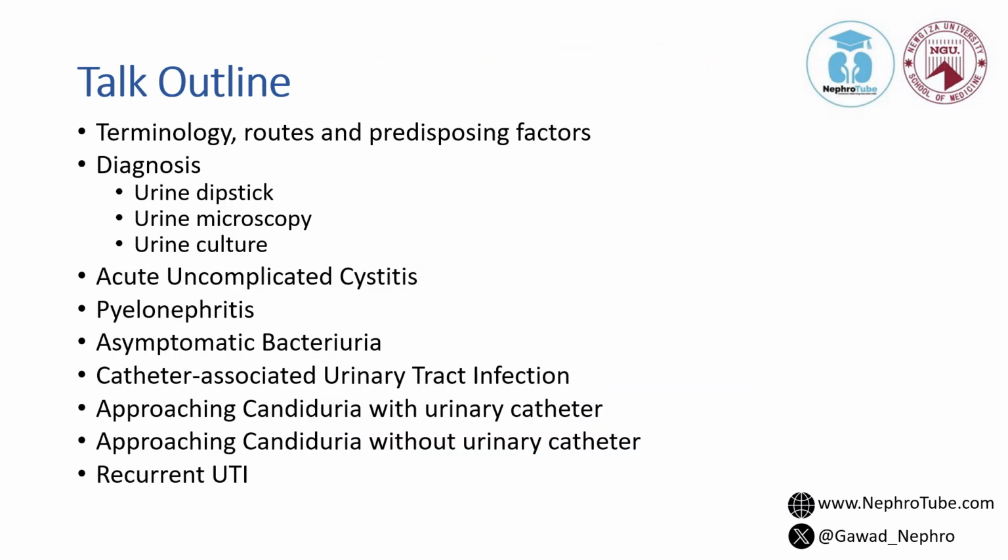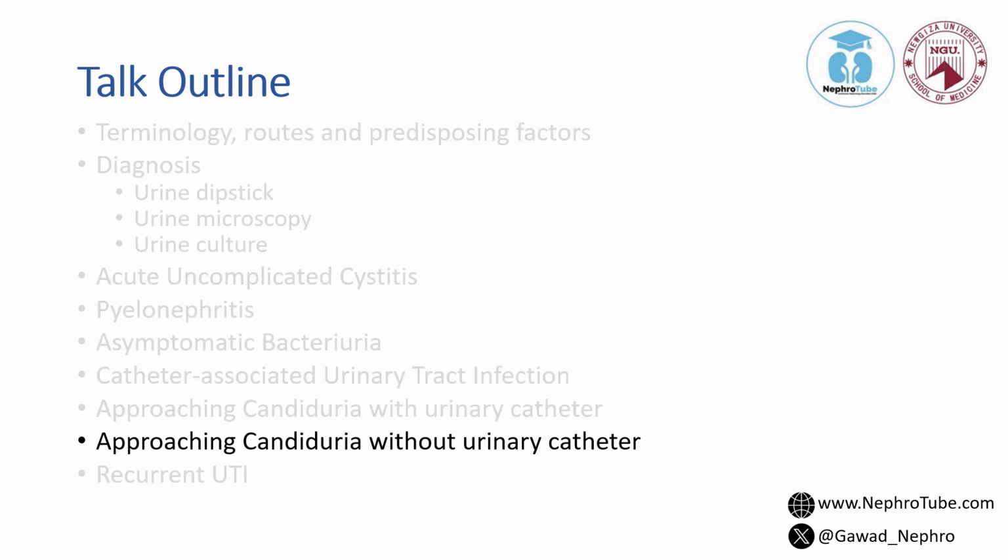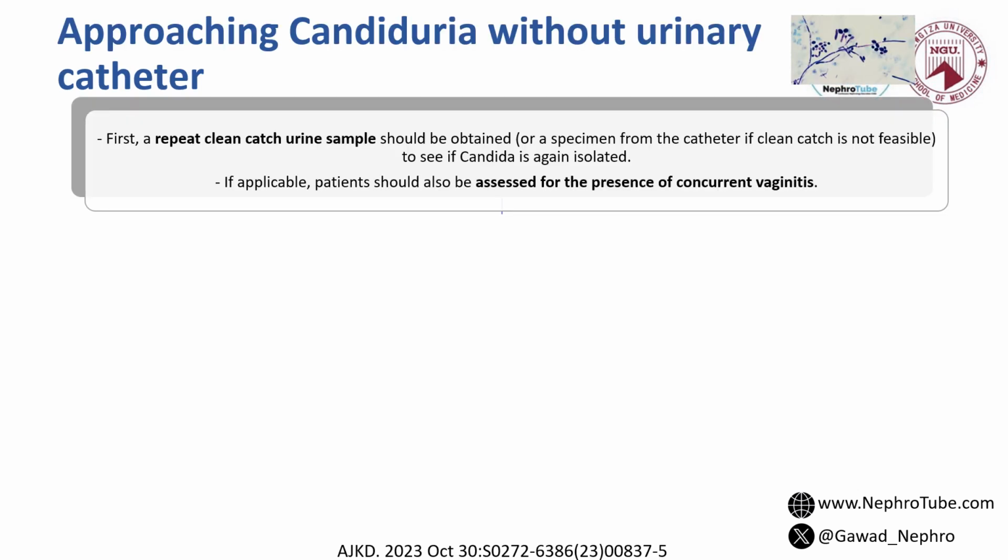So we discussed now approaching candiduria in a patient with a urinary catheter. What about candiduria in a patient without urinary catheters? To approach candiduria in a patient without a urinary catheter, we have to do the following. First, again, repeat the culture through a clean catch urine sample to see if candida is isolated again.